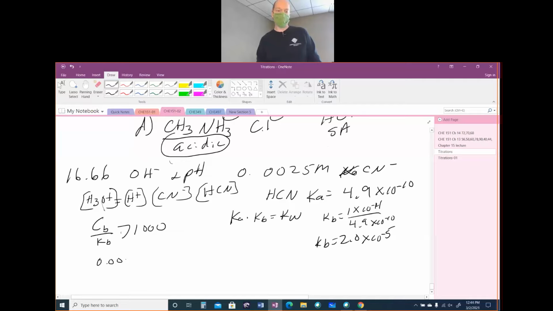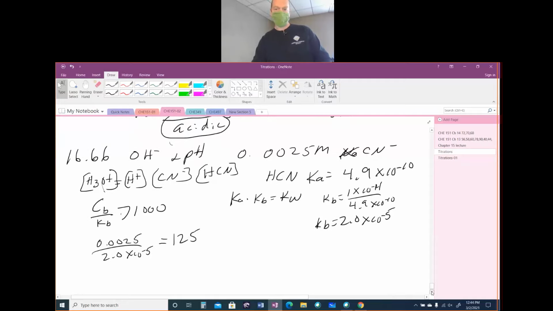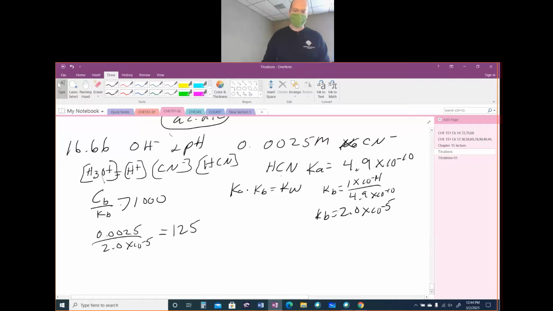Unfortunately, it is very small, 0.0025, divided by the 2.0 times 10 to the minus 5. So when you take your 0.0025 and divide by your 2.0 times 10 to the minus 5, you get 125, not the answer you're looking for. All right, so it is not greater than 1,000, which means you have to do either the quadratic equation or successive approximations. And as usual, I will do the successive approximations.